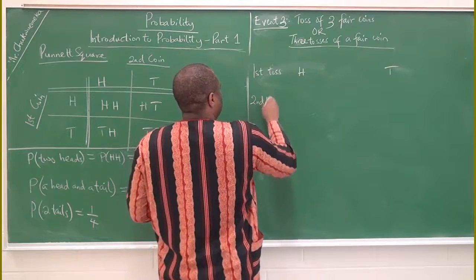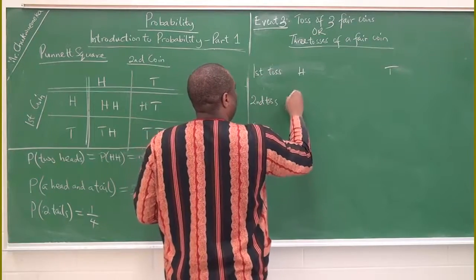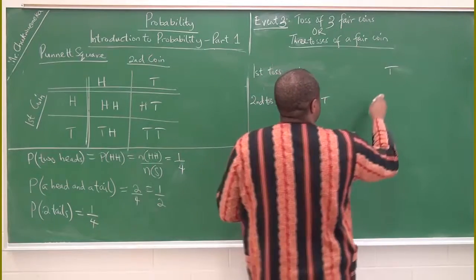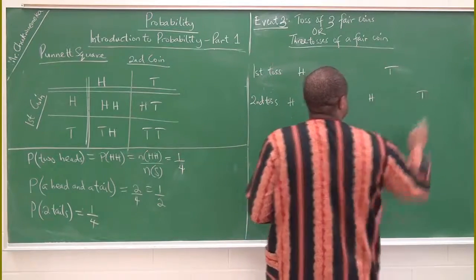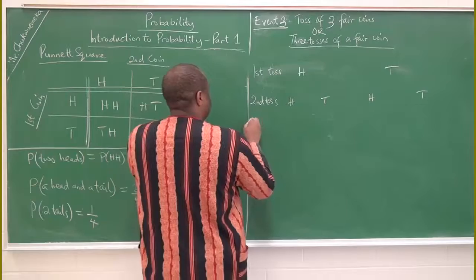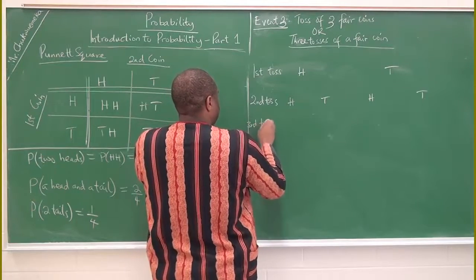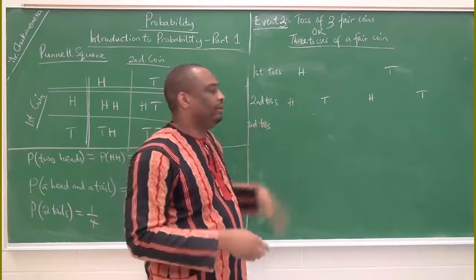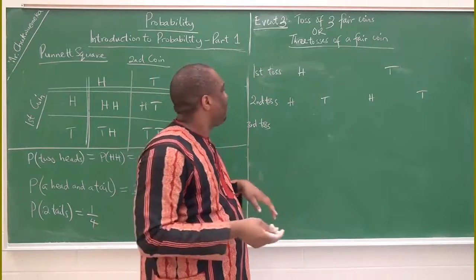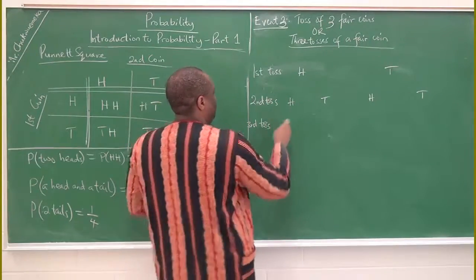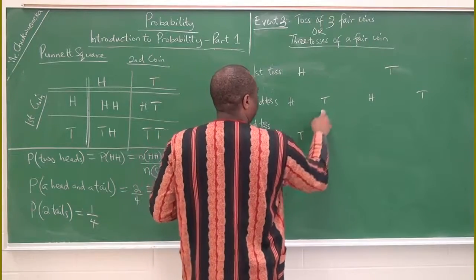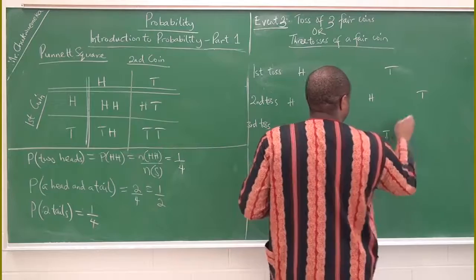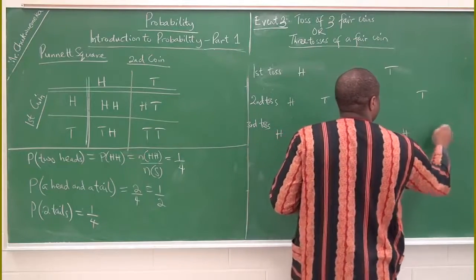Second toss. For this head, I have head and tail. For this tail, I have head and tail. Third toss. Just like I say first coin, second coin, third coin, it doesn't matter. For the head, I have the head and the tail. For this tail, I have the head and the tail. For the head here, I have head and tail. For this tail, I have head and tail.